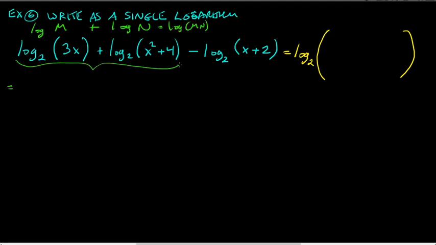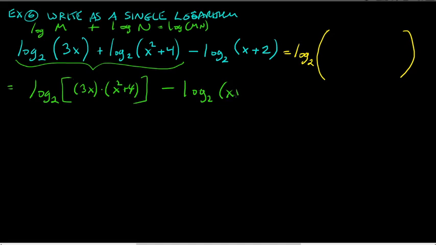Right? So we can combine these as log base 2 of m times n, n being x squared plus 4, right? So yeah, that's using the product rule, but backwards. Now we still have minus log base 2 of x plus 2. Okay, so what can we do with all of this?